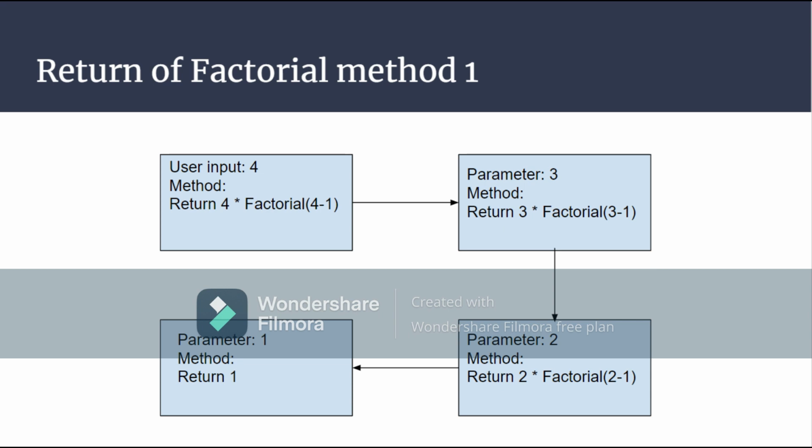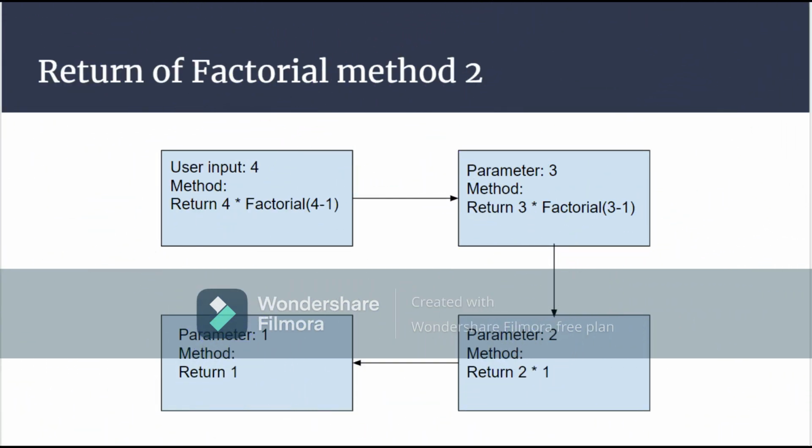If the user inputs 4, the method will return 4 times factorial of 4 minus 1, which will call the method itself with a parameter of 3, and the method will return 3 times factorial of 3 minus 1, which will call the method itself again with a parameter of 2. So the method will return 2 times factorial of 2 minus 1, which will call the method again with a parameter of 1. And because this is 1, it will return 1.